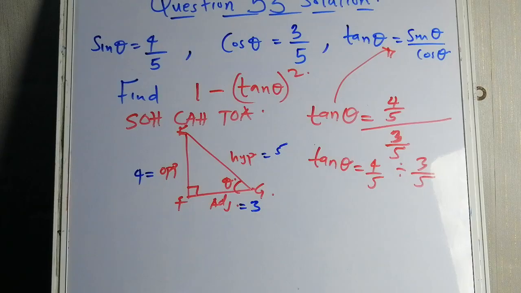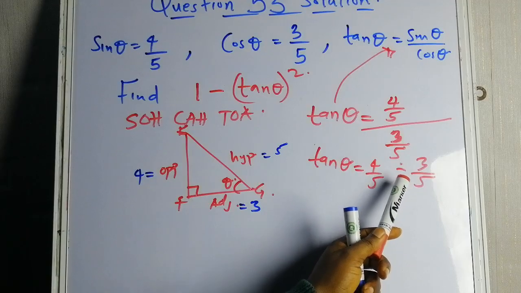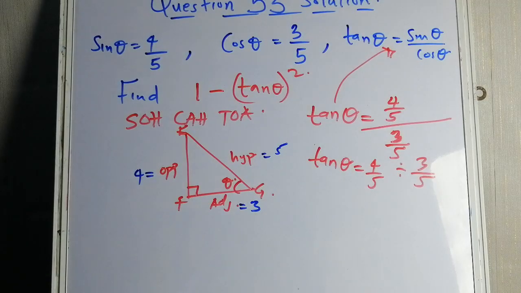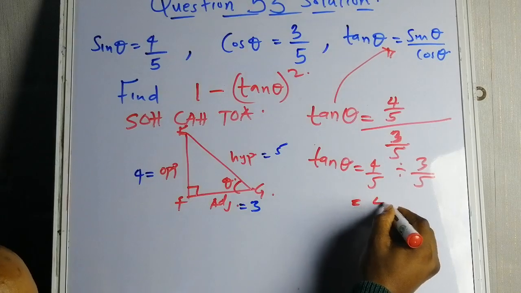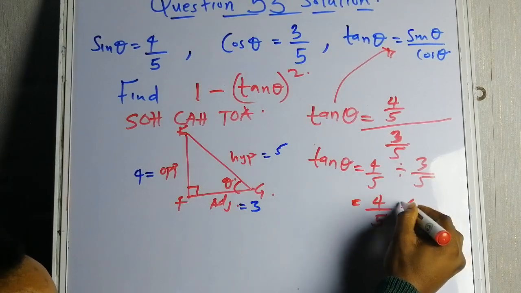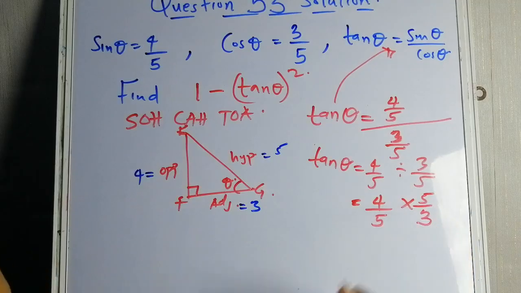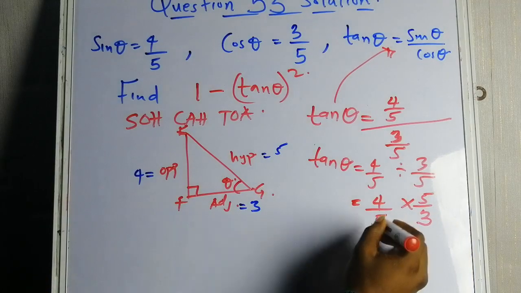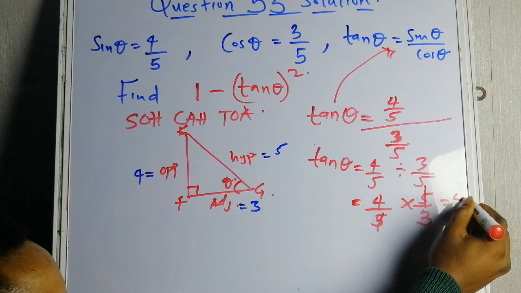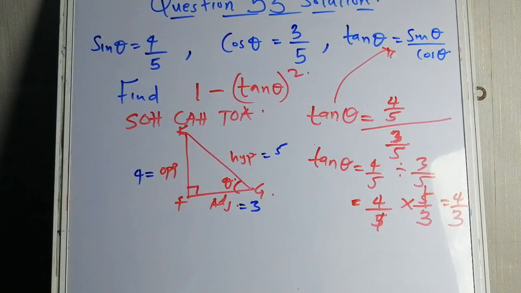Very simple. I've told you anything on the right hand side is the owner of the sign. Who is the owner of the sign here? This division is 3 over 5 because it's on the right hand side. If I want to change it to multiplication, I've mentioned this over and over: denominator will go up, numerator will come down, times 5 over 3. 5 will cancel 5. So this will be 4 over 3. So tan theta is 4 over 3. If you confirm from SOHCAHTOA, you will see that it is correct.